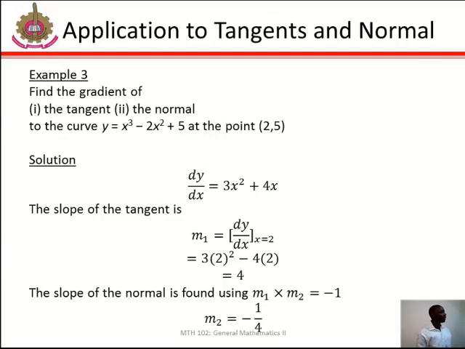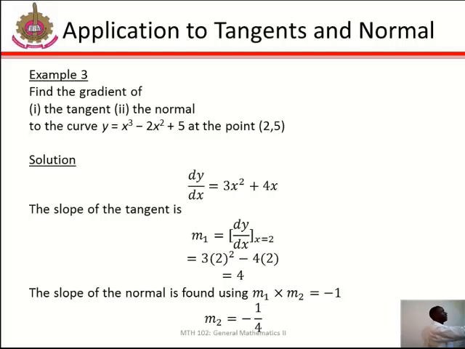Now, the next one we are going to be discussing is how to apply differentiation to tangent and normal problems. So this example talks about gradients of tangent and normal. Find the gradient of the tangent, then the normal to the curve, expressed as y equals x raised to power 3 minus 2x squared plus 5 at point 2, 5. So the solution is as shown on your screen.